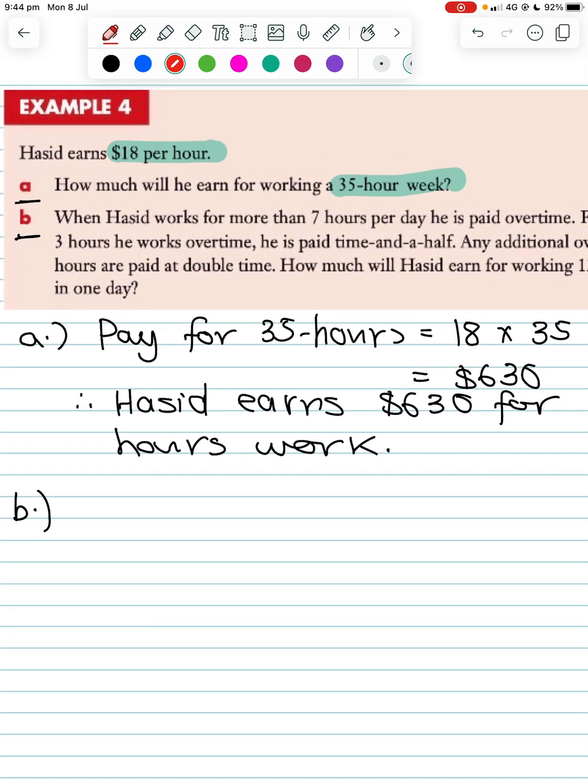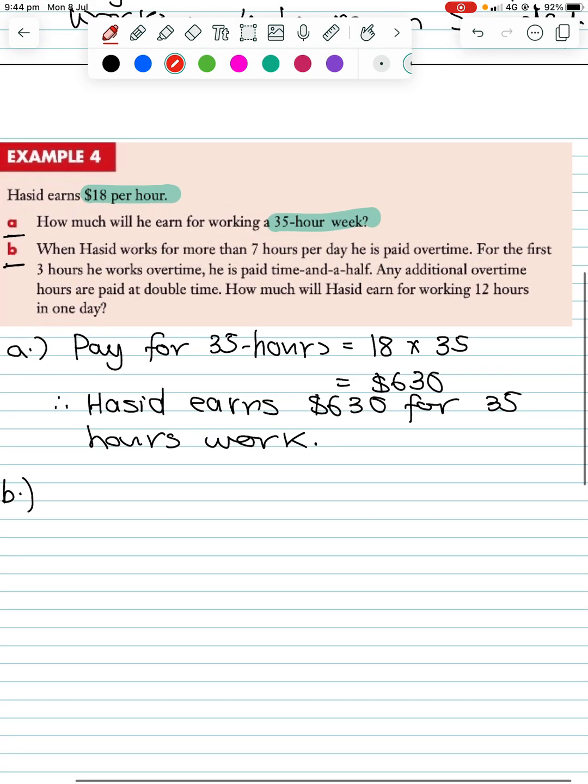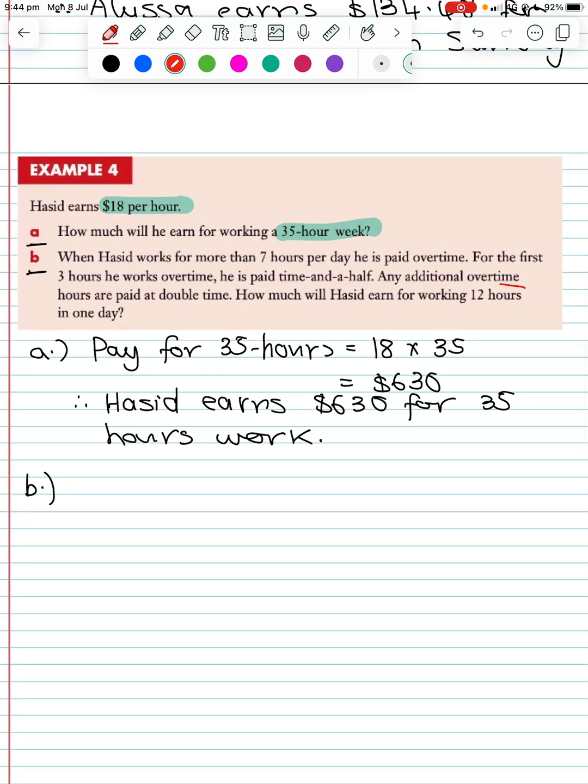So we want to circle key numbers and units. So, 12 hours is important. 3 hours overtime. There's also time and a half. More than 7 hours per day.